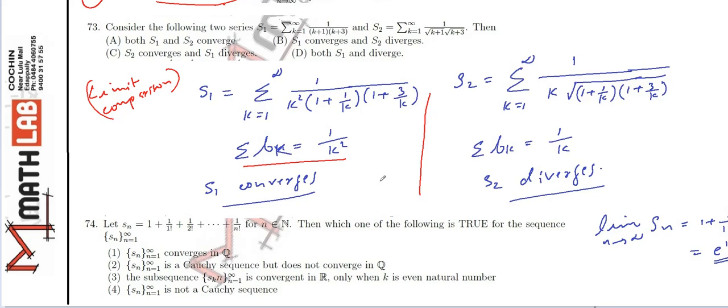I am not going into the detail of this problem. In the same way, for S2 also, you can take out k from that, and you will get 1 by k. So sigma bk is equal to 1 by k, and we know that this one is divergent. So when you apply the limit comparison test, you will get a finite quantity, and therefore since sigma bk diverges, S2 also diverges. So S1 converges and S2 diverges. B is the correct option.